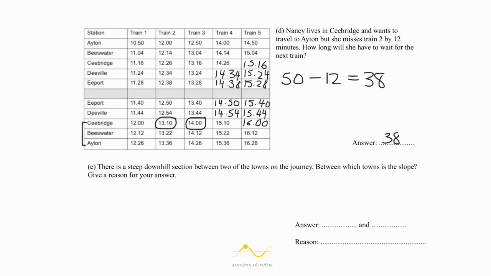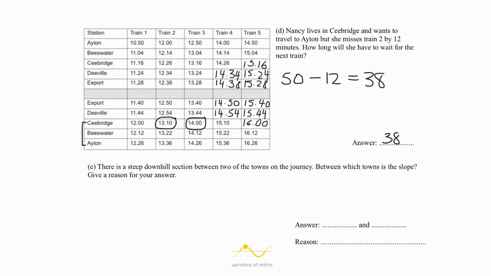Let's move on to the last part. There's a steep downhill section between two of the towns on the journey. Between which towns is the slope? Give a reason for your answer. For this to be possible, the time taken to travel from one town to the next has to be different in each direction, due to the slope.